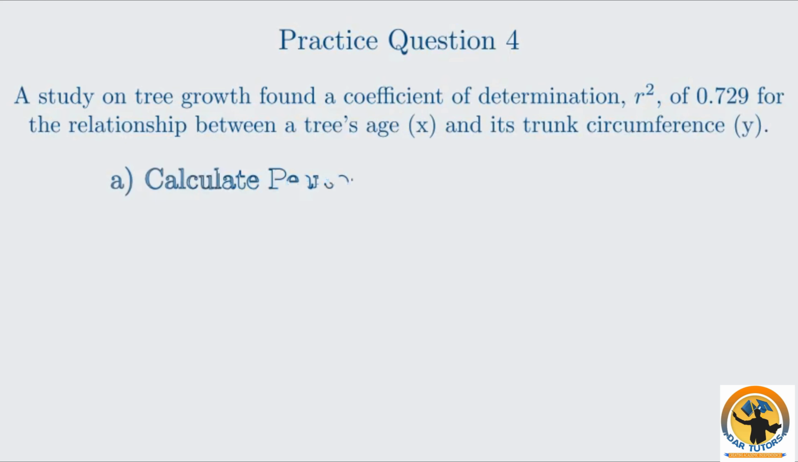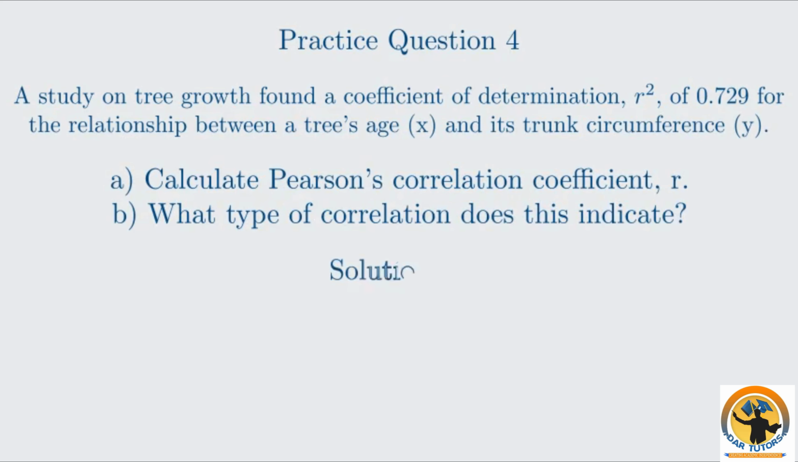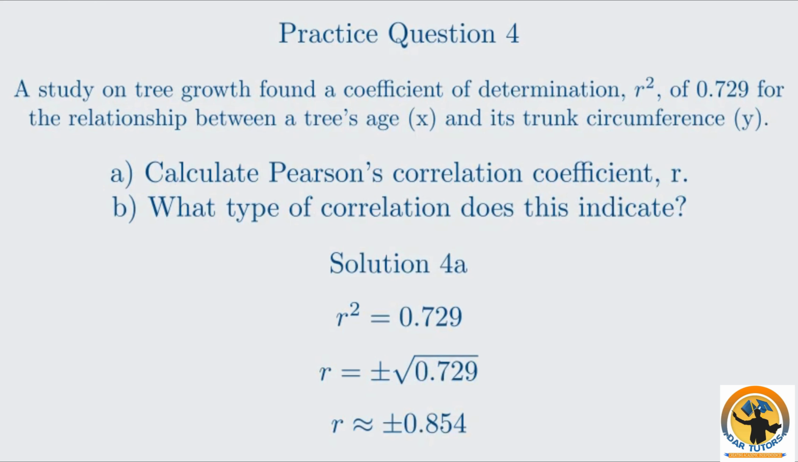Question 4 asks us to find a correlation coefficient from a given r squared. Let's work through the solution. For part A, we use the relationship r squared equals r squared. To find r, we take the square root of r squared. So r is the square root of 0.729, which gives us approximately 0.854.